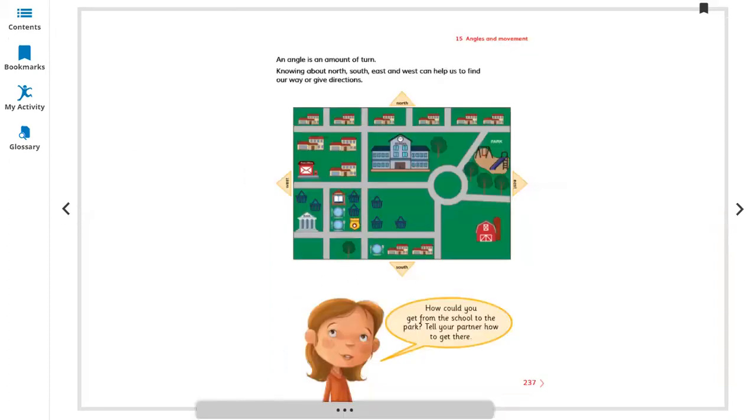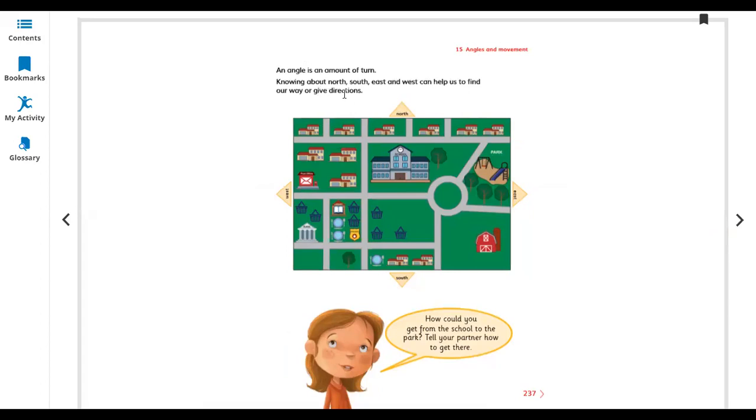Let's move to page number 237, Unit 15. An angle is an amount of turn. Knowing about north, south, east, and west. North is mentioned here. South is opposite of north, east is on the right, and west is on the left side. So when you're moving or telling someone the way, you should say these words. You can say first move northward, then left, west, then east. Okay, then 2 steps east or 3 steps left, like this. You can tell the way.